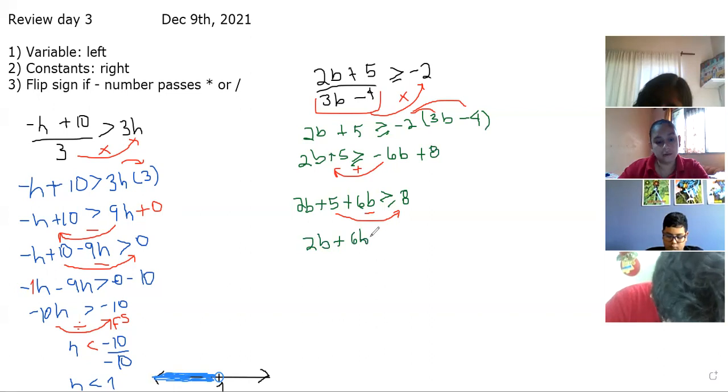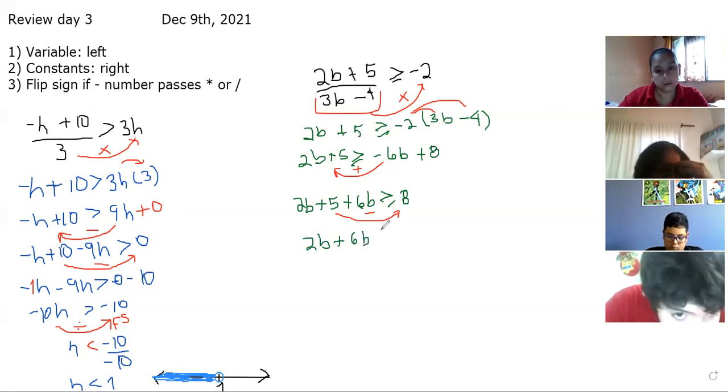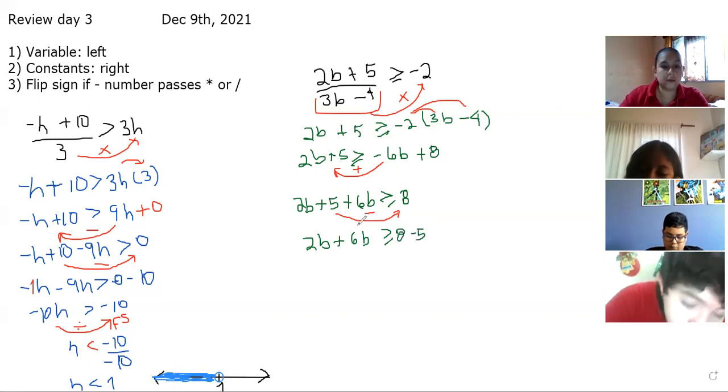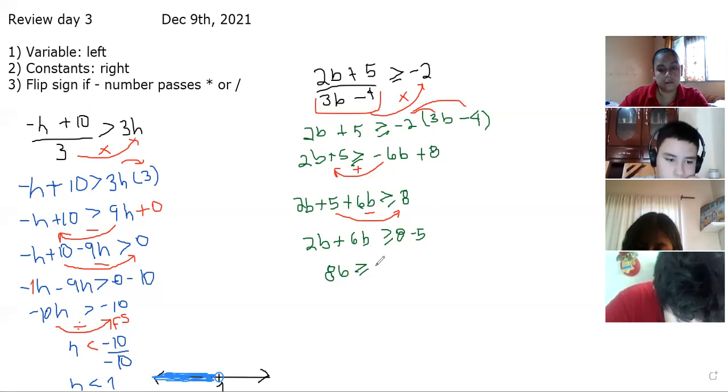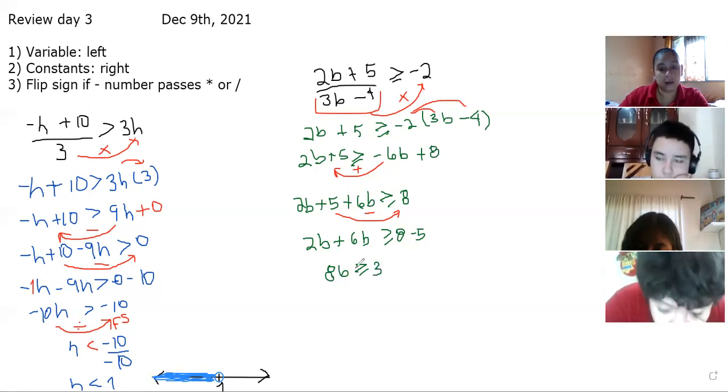So now we have 2b plus 6b. Yes, Marcelo? Okay, 8 minus 5. 2b plus 6b is 8b, correct, is greater than or equal to 8 minus 5, which is 3. Okay, so let's leave now the variable completely alone.